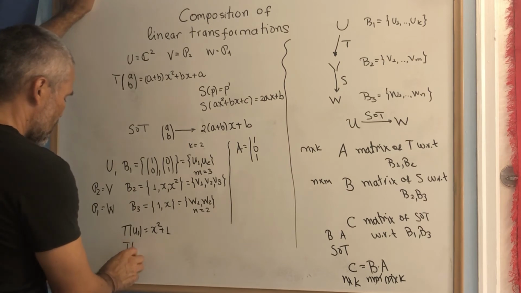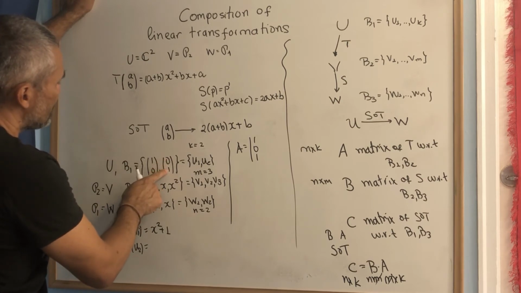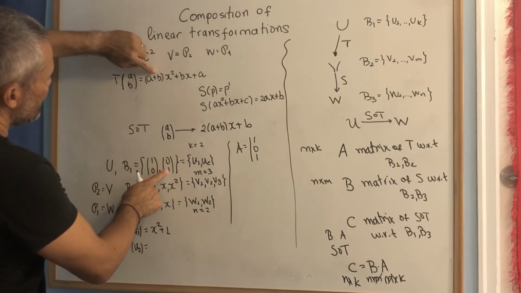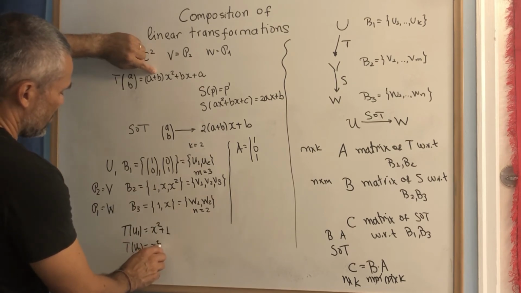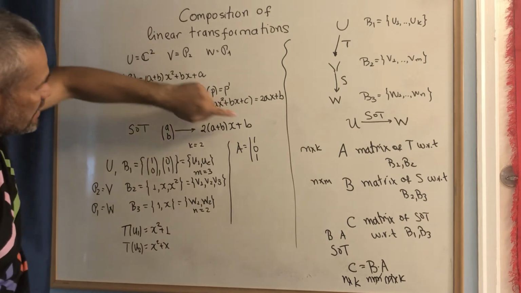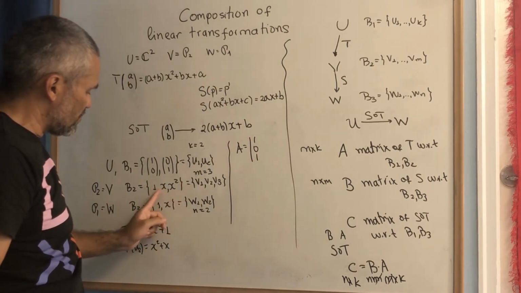Now, T of U2. T of U2 is T of this vector, that means a equals 0, b equals 1. And then we have x squared plus x. And the second column consists of the coordinates of this vector with respect to this basis.